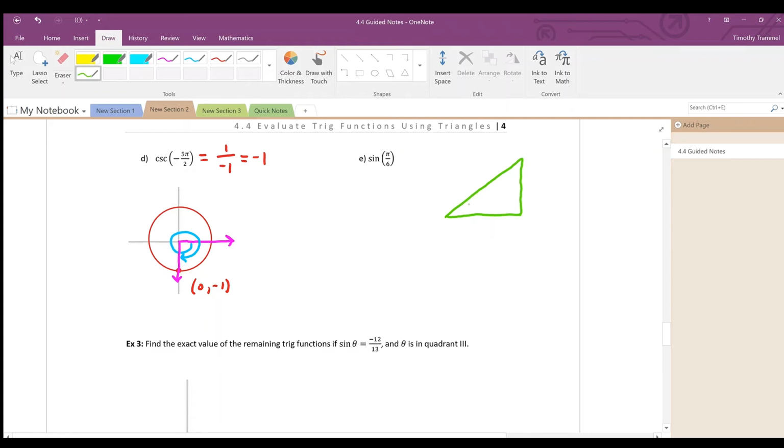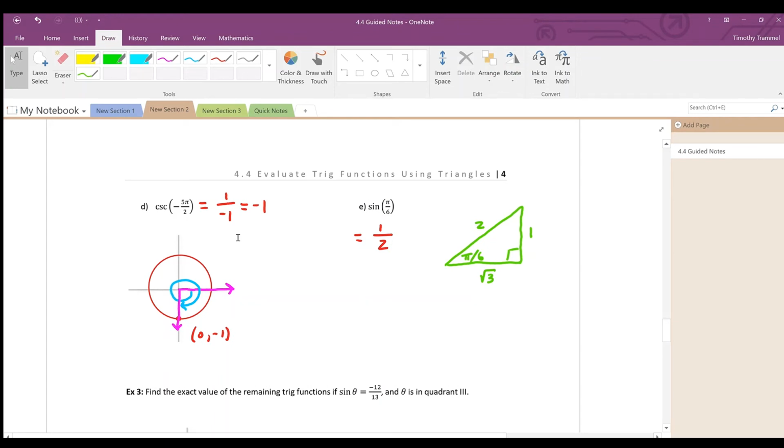So here's pi over 6. And actually, I don't even care that this other one's pi over 3, but let's fill in the side lengths here at least. So opposite of pi over 6 is 1, the hypotenuse is 2, and the adjacent side is the square root of 3. And to compute this, I'm just going to use SOH CAH TOA. So opposite over hypotenuse, 1 over 2.